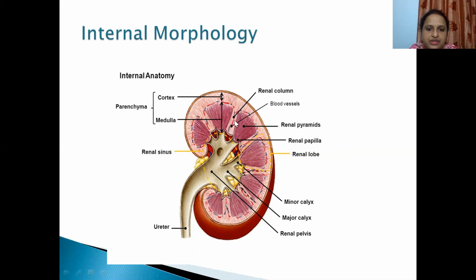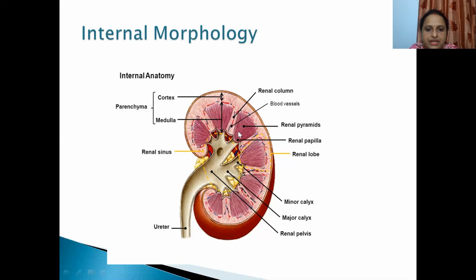And between the pyramids, you can see there are columns, and these columns are called renal columns, or columns of Bertini, into which the cortex invaginates or invades. The cortex invades between the pyramids, and the area where the cortex invades, we call the renal column, or columns of Bertini.